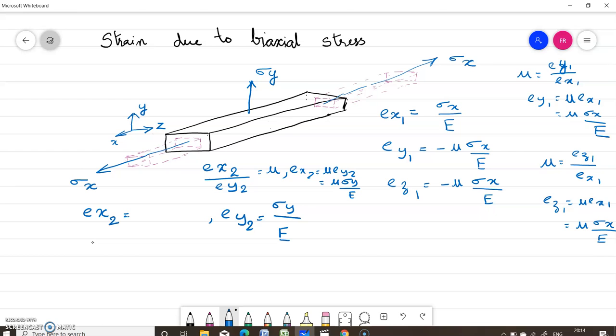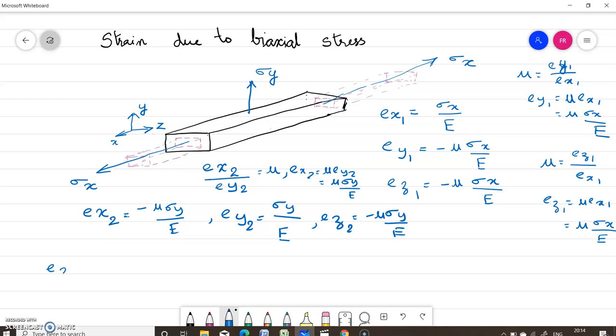Since this is negative, there is reduction in dimension in the x direction due to stress in the y direction. So minus mu into sigma y by E. Similarly, Ez2 is equal to minus mu into sigma y by E.